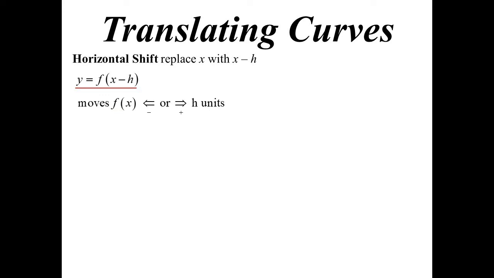Now if you're ever unsure, then just look at x minus h. If you want to know where the origin has been moved to, then you solve x minus h equals 0, and that will tell you where 0 has been moved to.